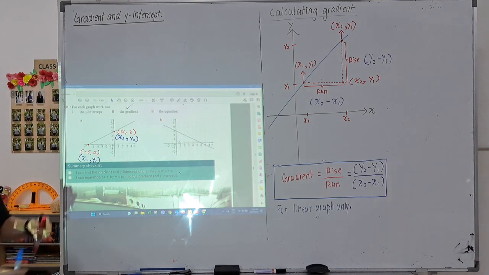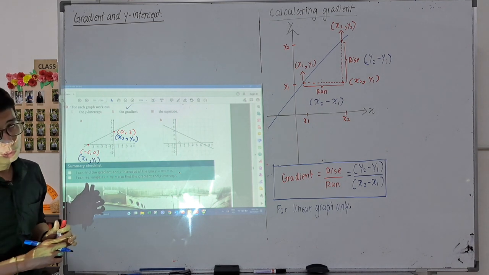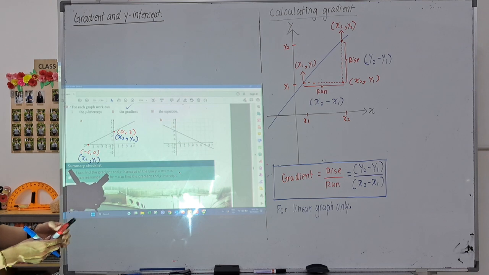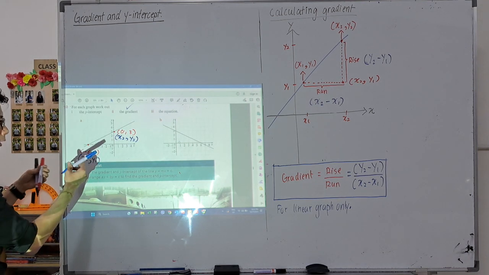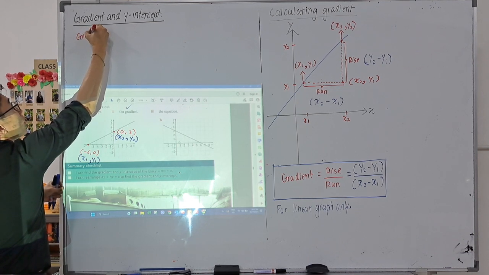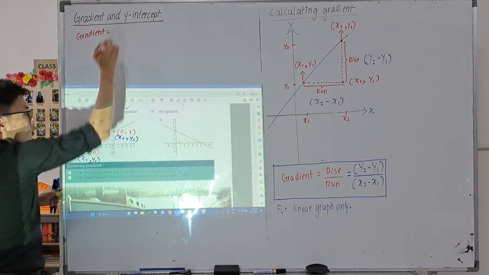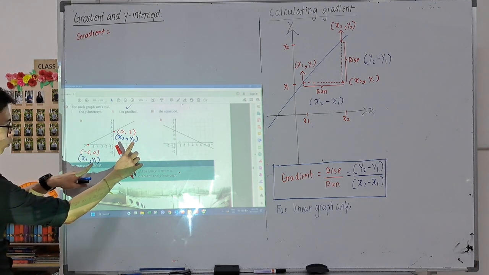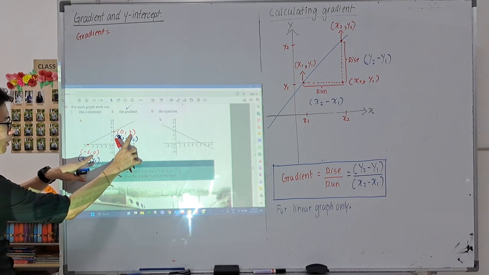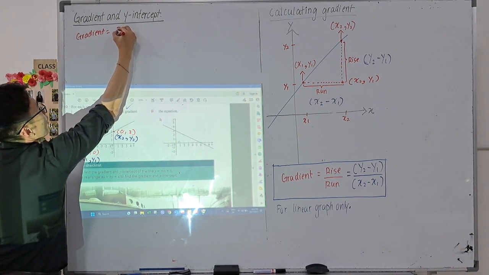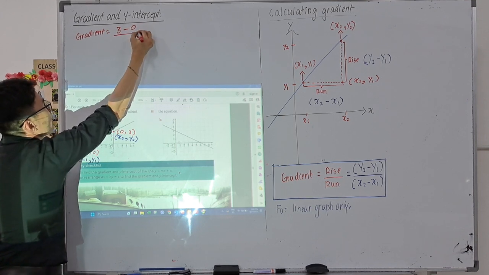Let's work out the gradient of this line. To work out the gradient, remember it's going to be the rise over run, which is the formula we proved earlier. So for my gradient, it's going to be the rise, which is y2 minus y1. In this case, y2 minus y1 is going to be 3 minus 0. Okay, I'm done with that.